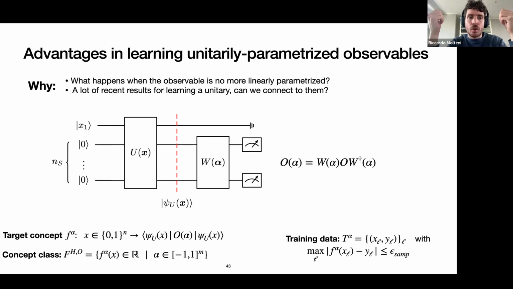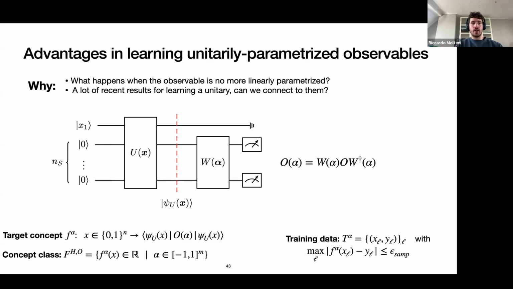So why do we do this? Well, the first question is that we wanted to know what happens when the observable is not just a linear combination, where you can learn the function using a linear regression like Lasso. And the second motivation is that there are a lot of recent results in the literature for learning a unitary, and we ask: can we connect to them? Can we use those results to construct a quantum learning algorithm for learning even this kind of observable?